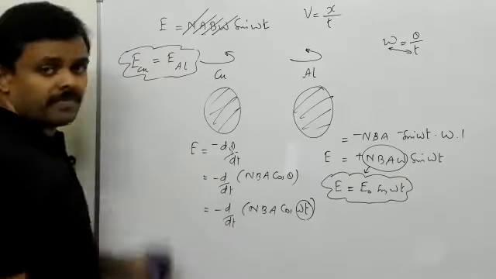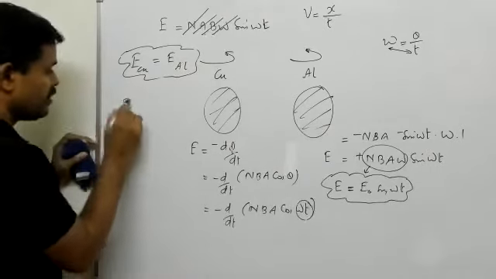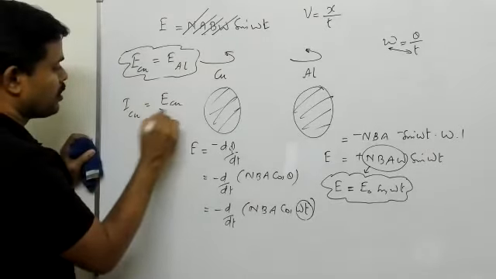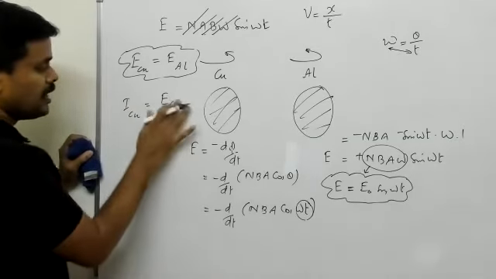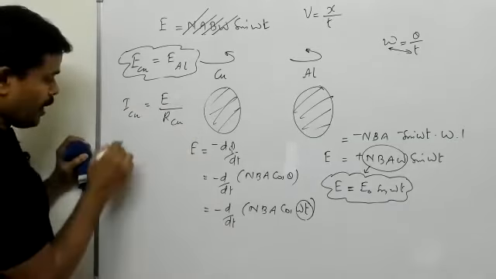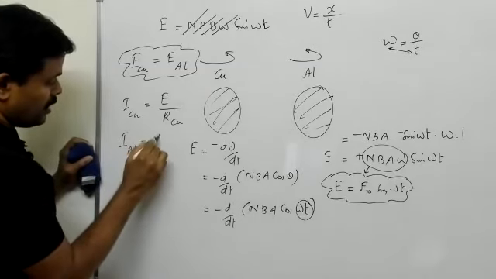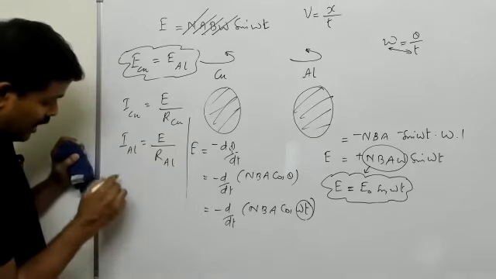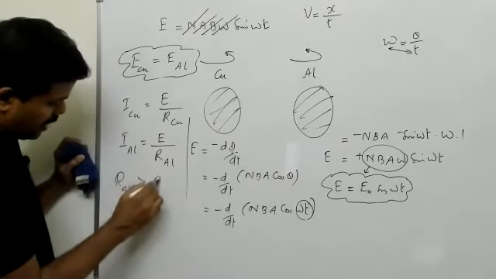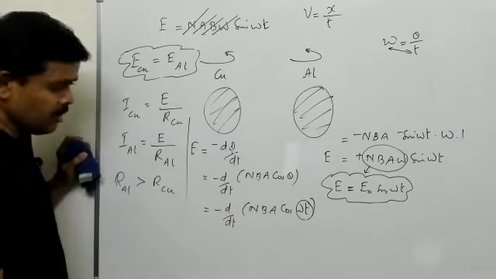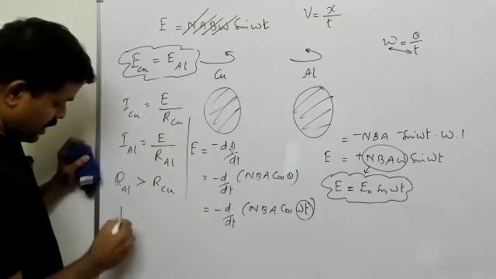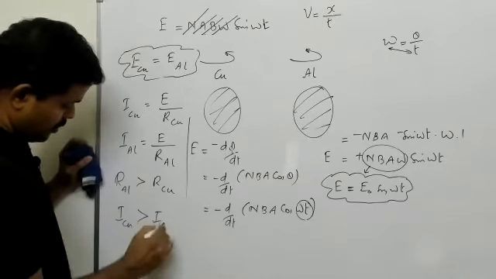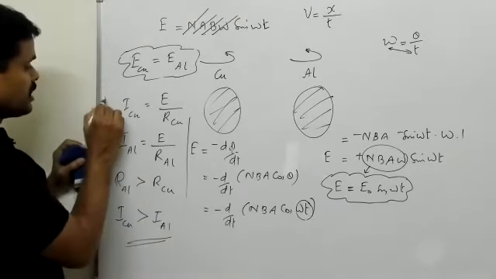E copper and E aluminum will be same, but currents will be different. Why? I copper is equal to E copper divided by R copper. I aluminum is equal to what? E divided by R aluminum. But you know, R aluminum is greater than R copper. Copper has less resistance, no? Lesser the resistance, greater is current. So I copper is greater than I aluminum. That will be the answer to the second part of the question.